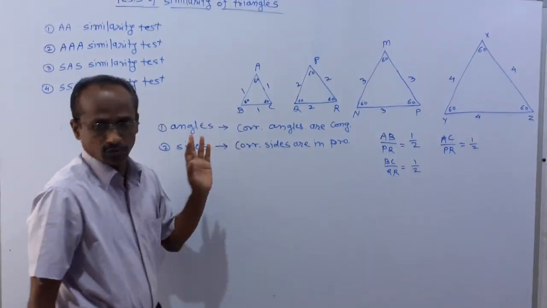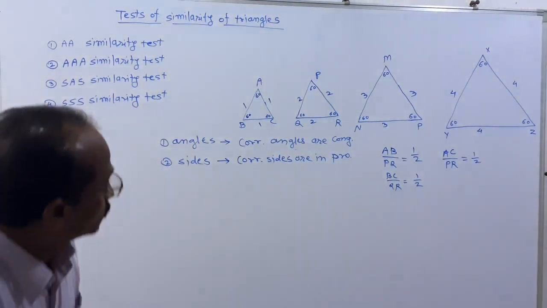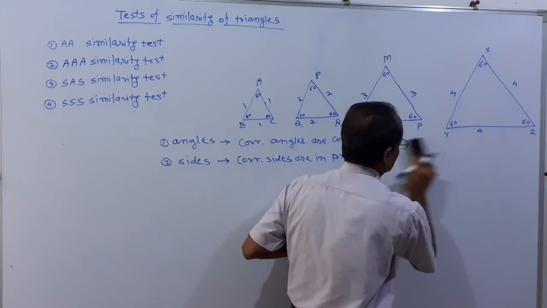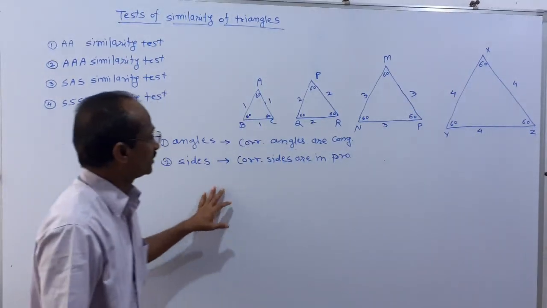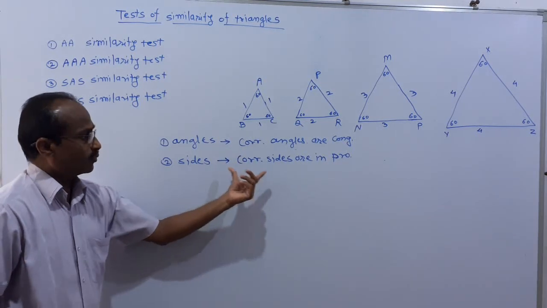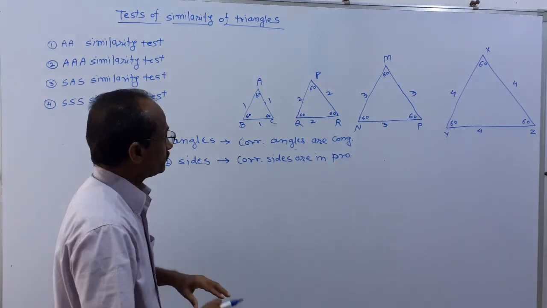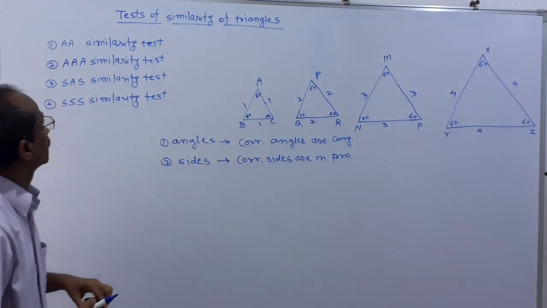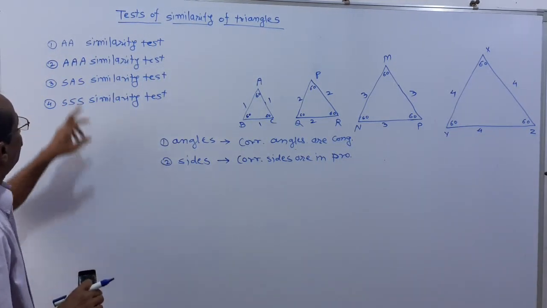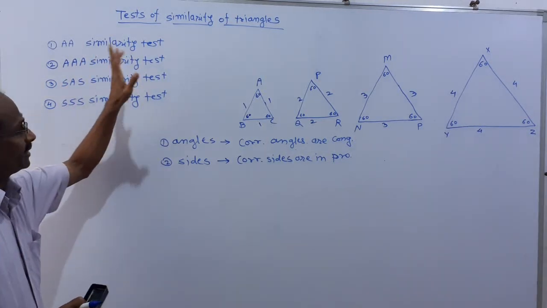So these two statements, one about angles and another about sides, should be remembered in case of similar triangles: corresponding angles are congruent and corresponding sides are in proportion. Now let us discuss the tests of similarity. The first is the AA similarity test.